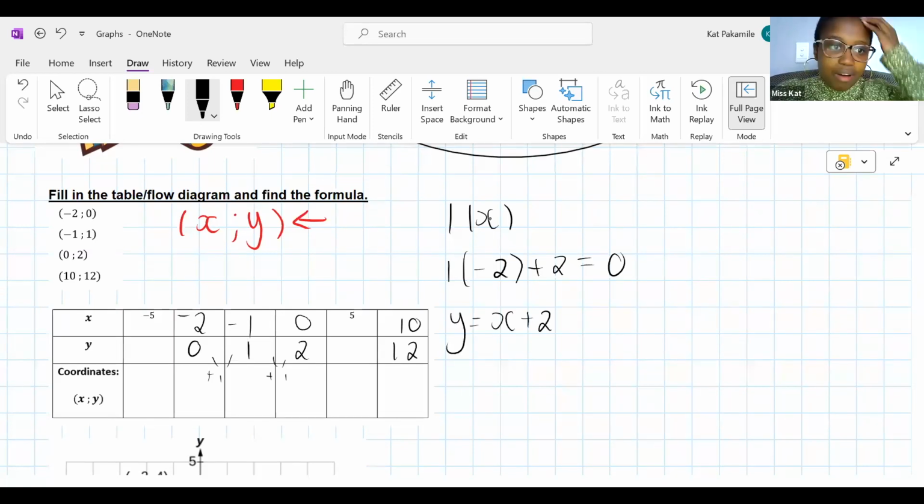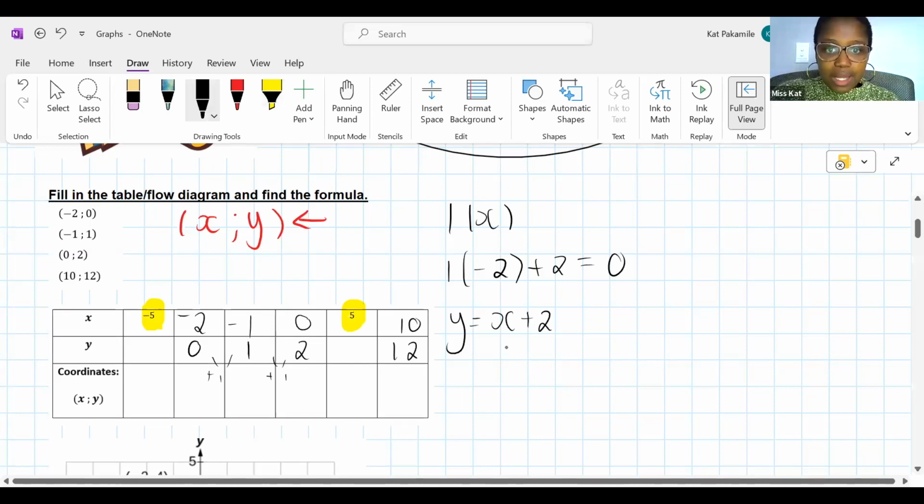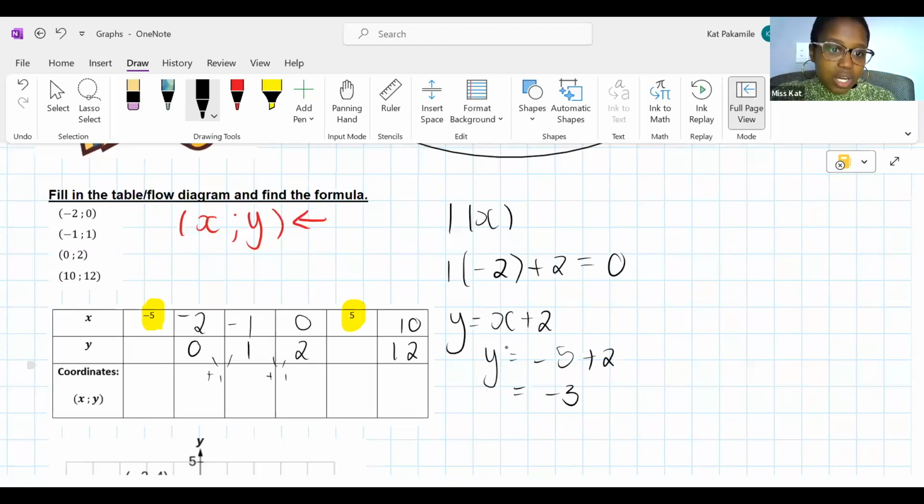So now that we have our formula, tell me what my output for -5 is, please. What is my output for -5 and for +5? Let me know in the chat. Yes, Bokang also. Hi, Chichi. Welcome, welcome. For -5, you would have to say y is equal to -5 plus 2, which is indeed -3. And then for +5, what is my output for +5?